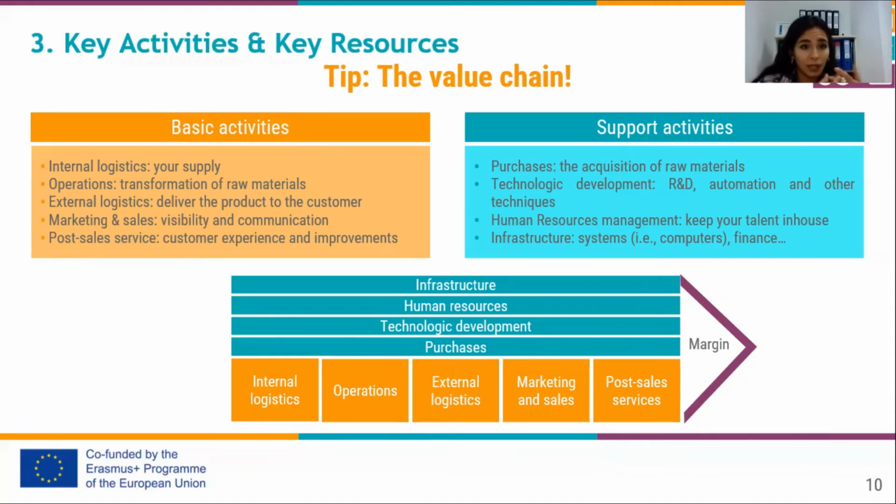The operations, okay, that is the transformation of the raw materials. How am I going to transform this fabric into a final piece of cloth? The external logistics, how am I going to deliver the product to my customer? The marketing and sales that represent the visibility and communication of my brand, and the post-sales service that is going to improve the customer experience, and it's going to allow the constant improvement of my firm.